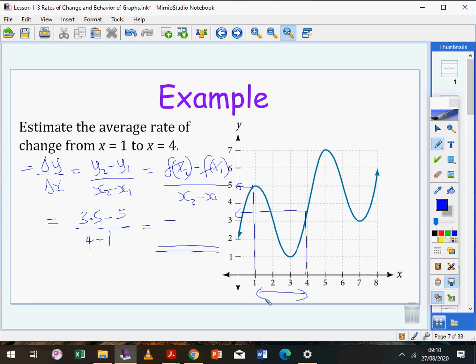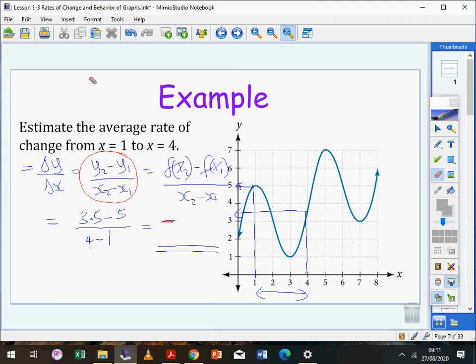Now, one thing to note is consistency while using this formula. Consistency meaning do not change it around to be y1 minus y2, because that will affect your result. That will affect whether or not you get a positive answer or a negative answer, which has meaning. Each of them has meaning. If it's negative, it means the graph is decreasing, and if it's positive, it means the function is increasing.